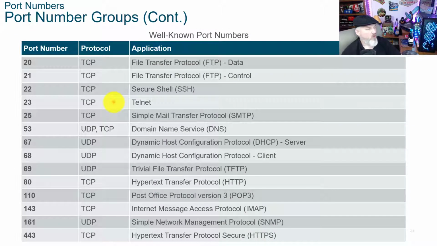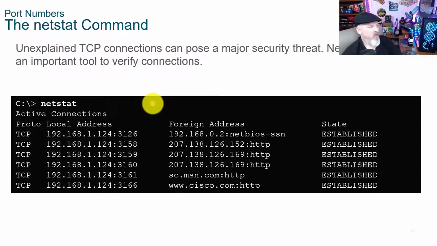These are some of the port number groups here. 20 for file transport protocol for data, 21 for the control, 22 for SSH. You can pause the screen right here to look at these, or you can check out the link below in the description. You can see what connections are on your system.